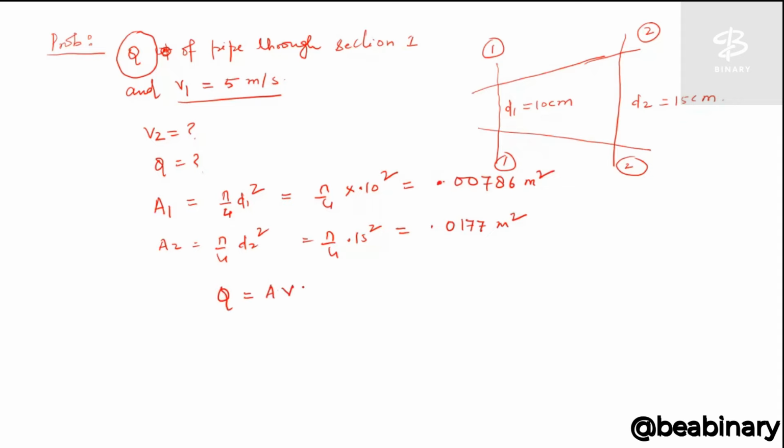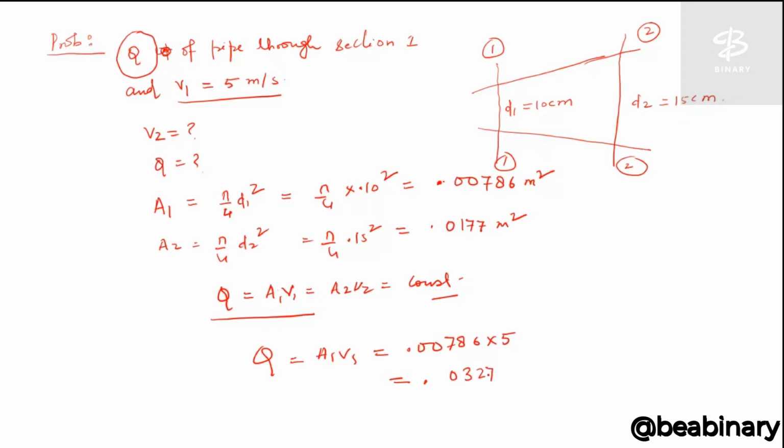Okay, so I already told you, according to the continuity equation, we can write Q is equal to A into V, A1V1 is equal to A2V2, or is equal to constant. So first we find out the value of the discharge. Q is equal to A1 into V1. A1 is 0.00786 multiplied by 5. So we get the value of Q, that is 0.03927 meter cube per second.